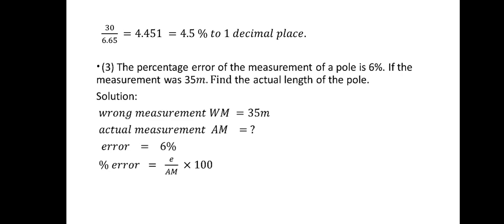So the wrong measurement is 35 meters. The actual measurement is what we are looking for. And the percentage error is 6%. So we don't know the error. So percentage error is error over actual measurement times 100 over 1.